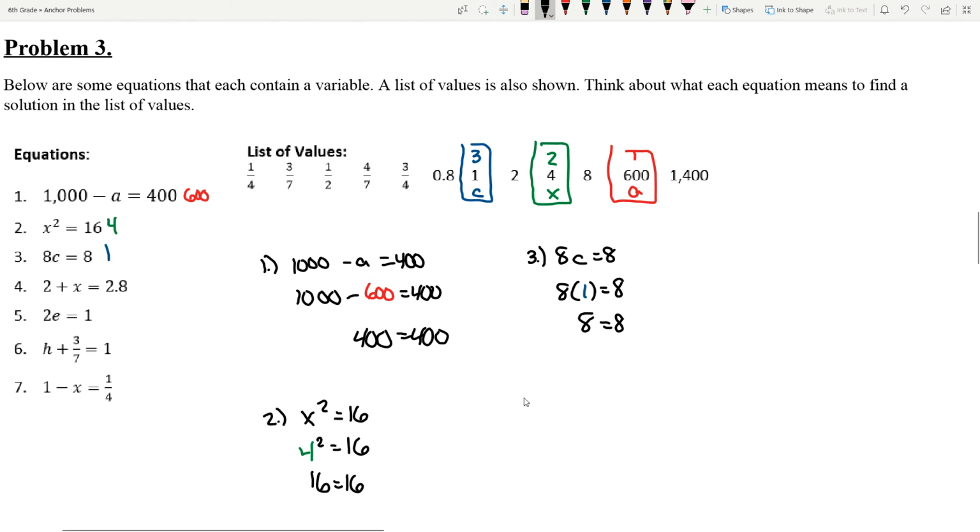4. 2 plus x equals 2 and 8/10. Well, I need to add something to 2 to get to 2 and 8/10, and there's only one possibility there, and that is this 8/10. So, just to prove it, 2 plus 8/10 equals 2 and 8/10, and yes, left side equals right side. So 4 matches the 8/10, which is another variable x.